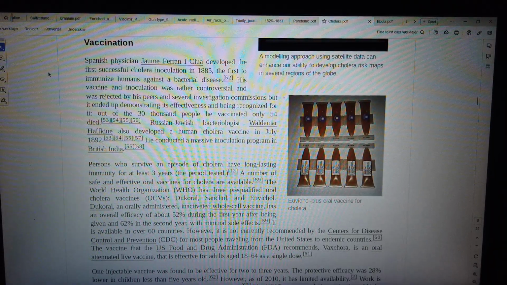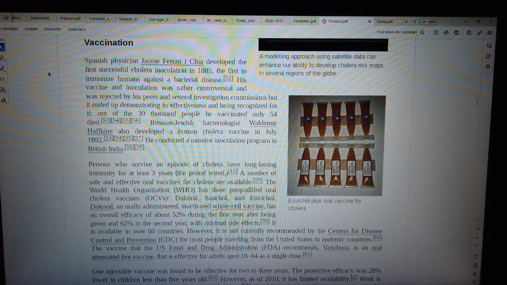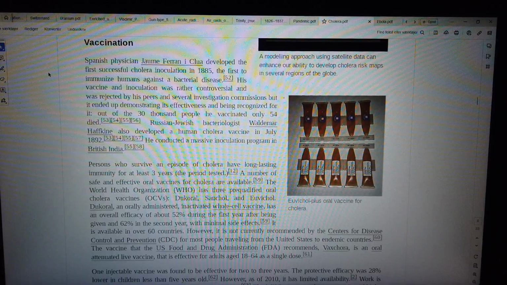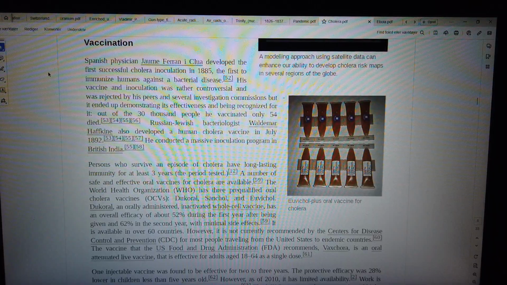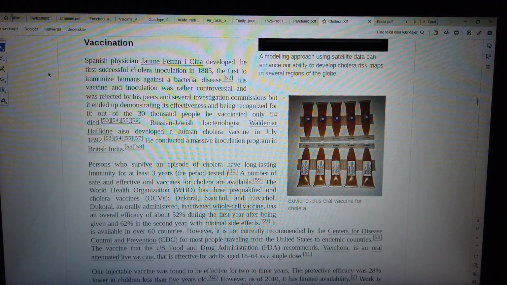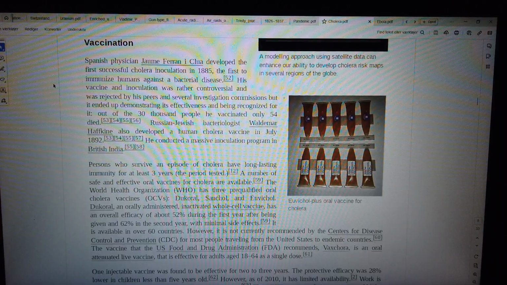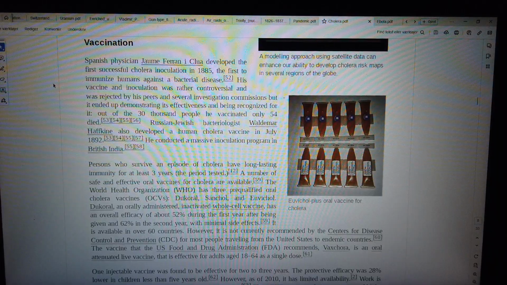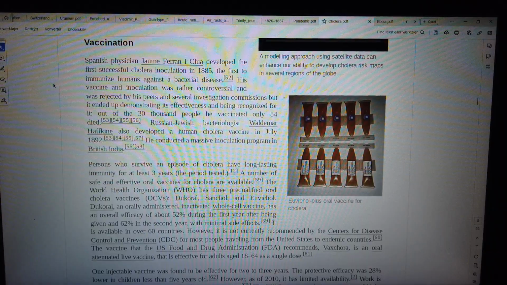Spanish physician Jaume Ferrán developed the first successful cholera inoculation in 1885, the first to immunize humans against a bacterial disease. His vaccine and inoculation was rather controversial and was rejected by his peers and several investigation commissions, but it ended up demonstrating its effectiveness and being recognized for it. Out of the 30,000 people he vaccinated, only 54 died.